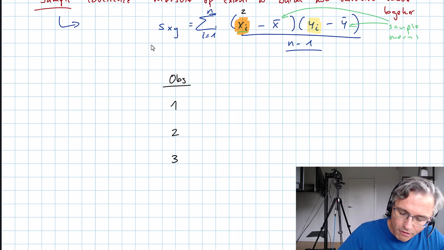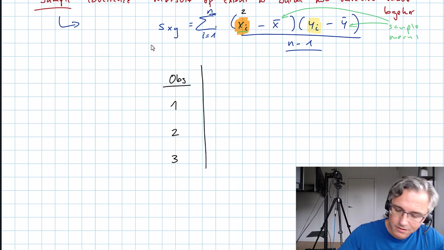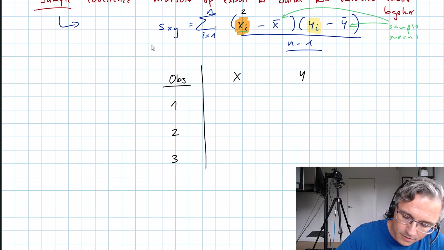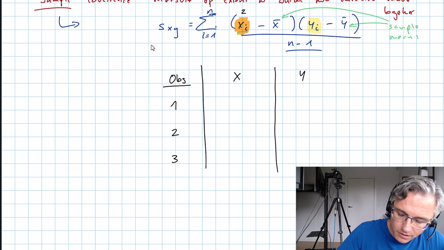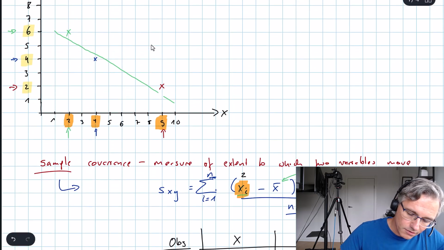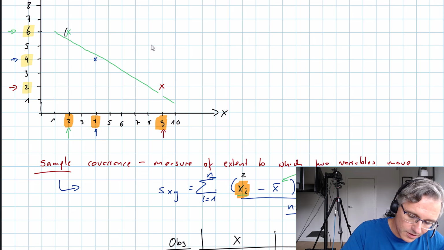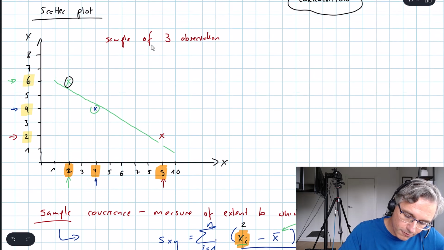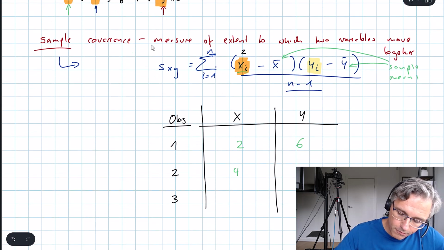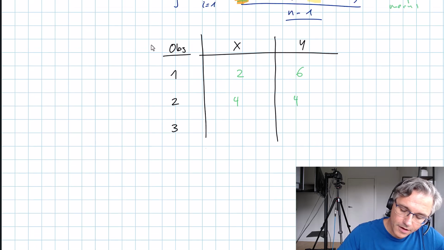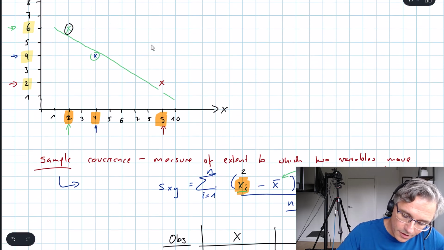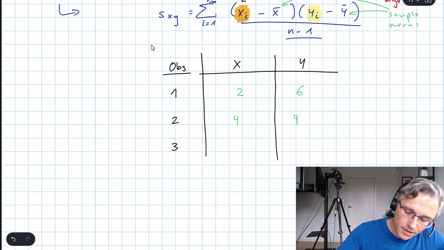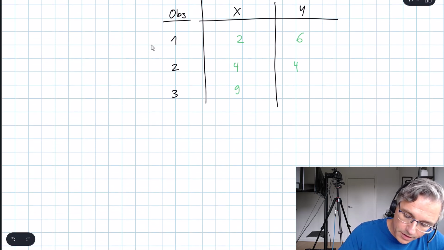Let me write out these observations in table format. I had 3 observations, 3 sets of values for x and for y. Previously I drew them, now I'm going to write them out. The first combination was this point on the scatter plot, a 2 for x and a 6 for y. Then we had a 4 and a 4. And the final combination was 9 taken on by x and 2 taken on by y.